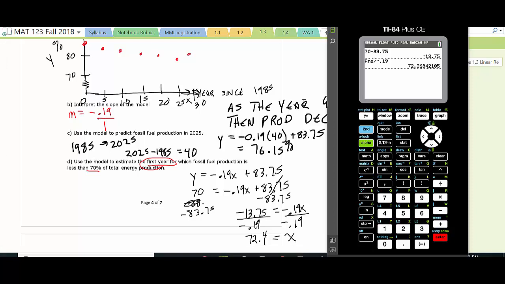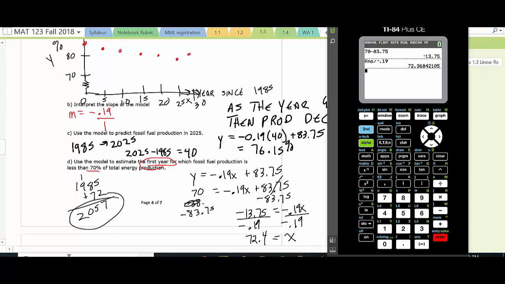When did time begin according to this problem? 1985, thank you. Okay, so what we'd do is 1985, and let's just do plus 72. If you do that, that would be 715. So that would be in the year 2057. That's what we'd expect. Okay, that's how that goes.